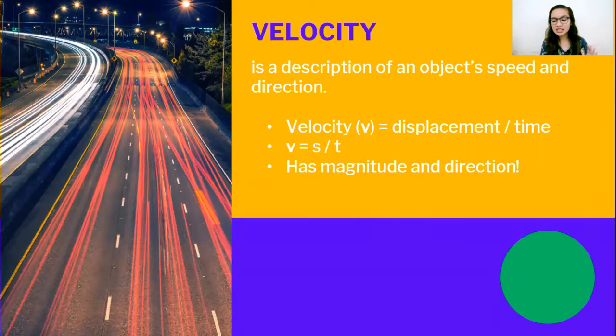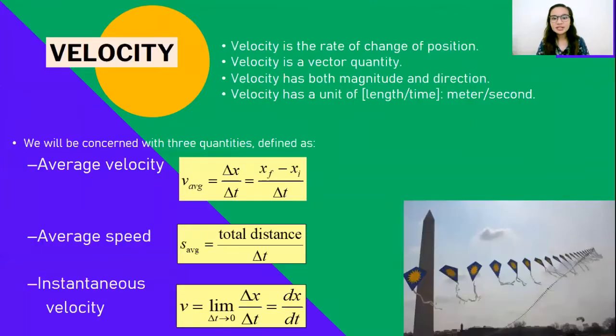So si speed, that's distance over time. Si velocity naman, displacement over time. Okay, so it is the rate of change of position. Velocity is a vector quantity. It has magnitude and direction. And also, your unit is meter per second or length over time. So the same lang sila ng unit ni speed. The only difference is your velocity has direction.